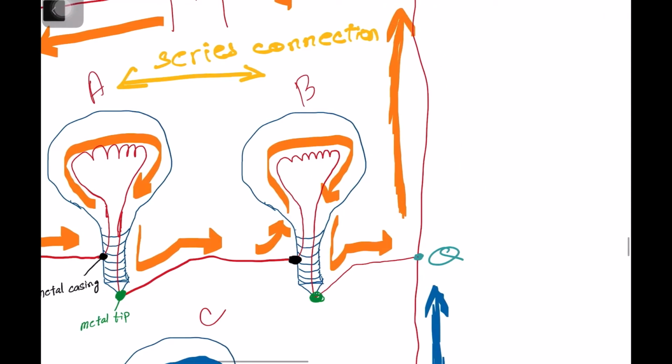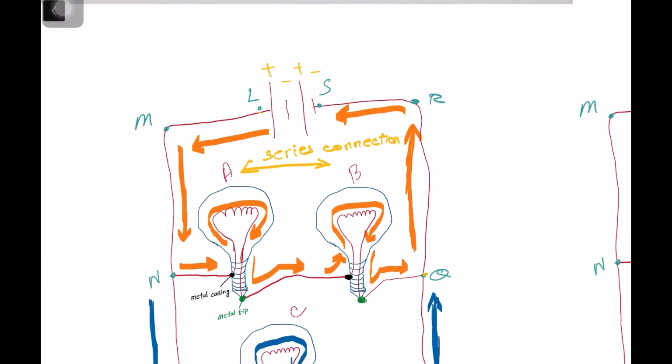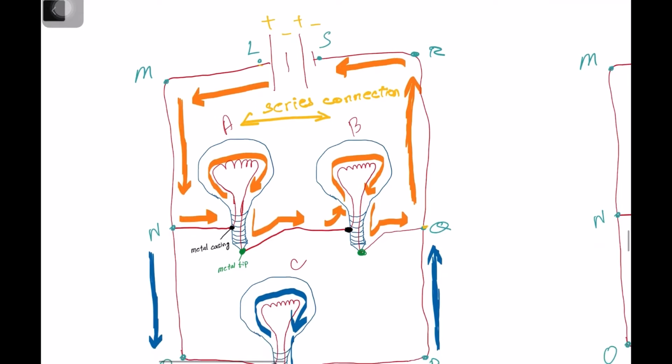And then from bulb B, the current flows out of the bulb to point Q, and then it returns to R, then finally at S. So since the bulbs A and B are intact, as in to say that they are not fused or blown, a closed circuit is formed. So this allows A and B both to light up.